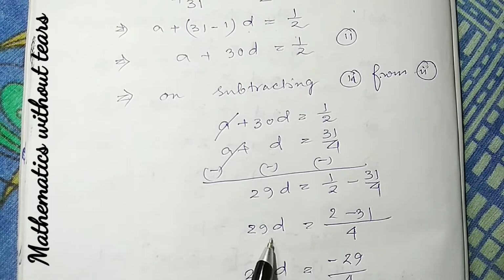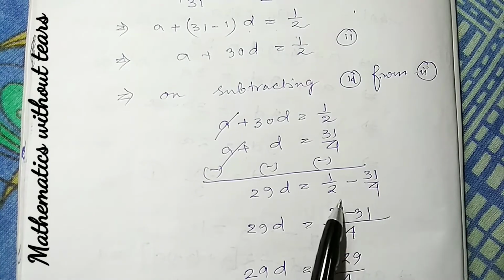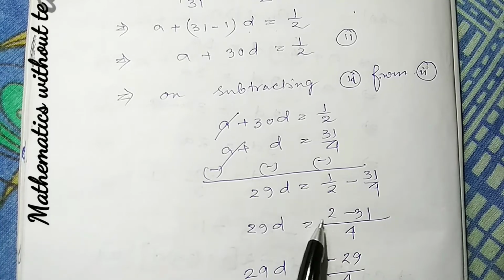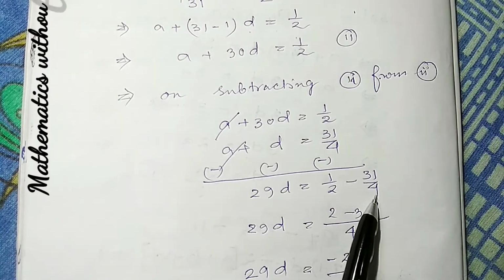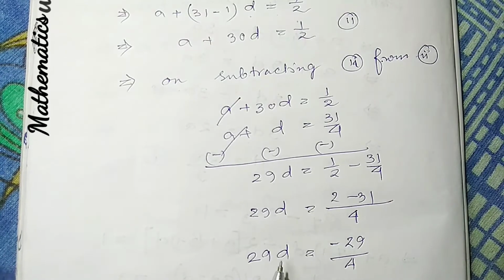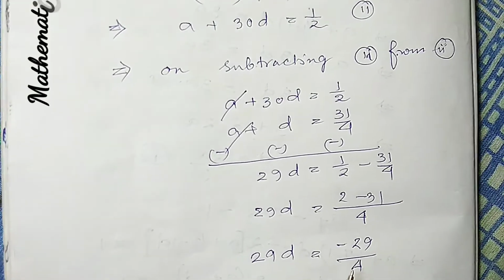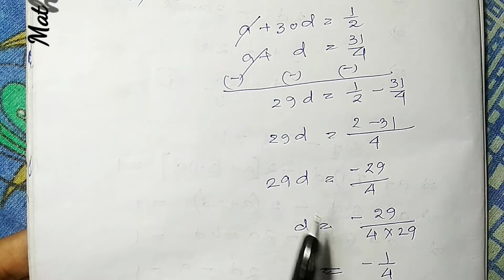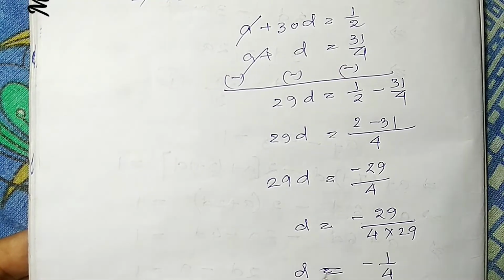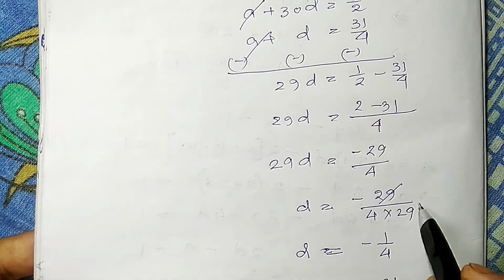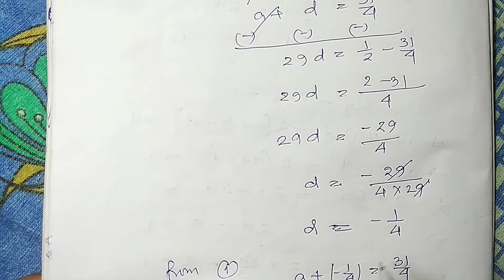Now 29d equals, here the LCM will be 4. 4 divided by 2 will be 2, 2 times 1 is 2, minus 4 divided by 4 is 1, 1 into 31 is 31. So 29d equals minus 29 by 4. So d equals minus 29 by 4, and this 29 will come here. So d equals minus this 29, and this 29 cancels. We got d equal to minus 1 by 4.